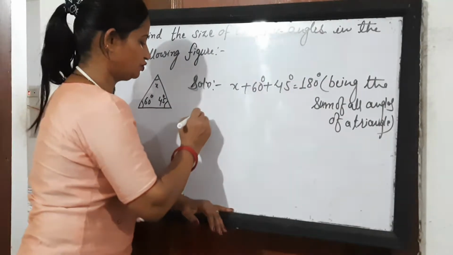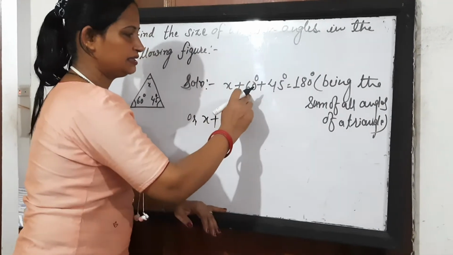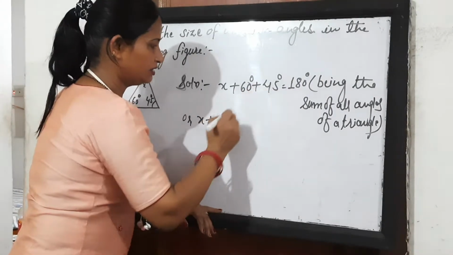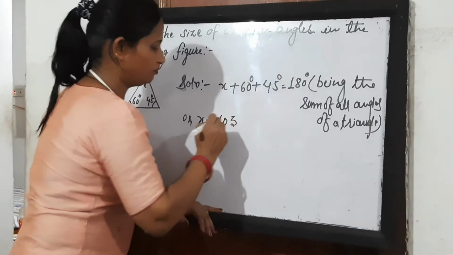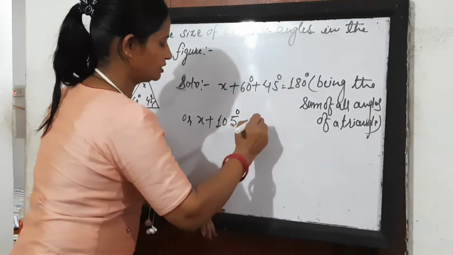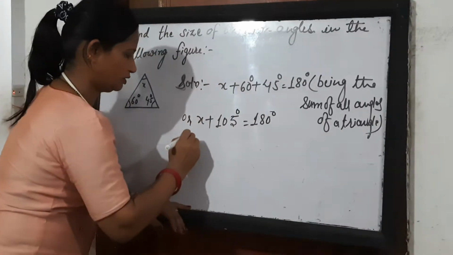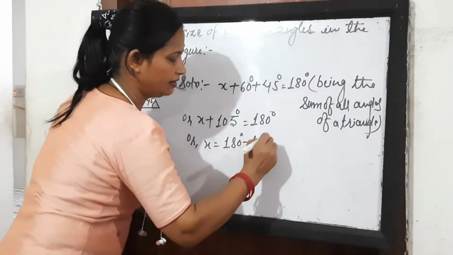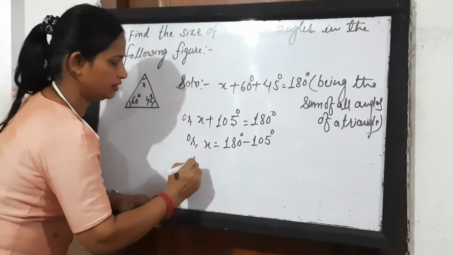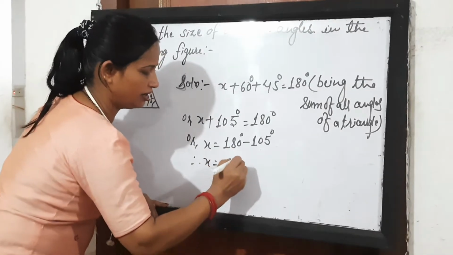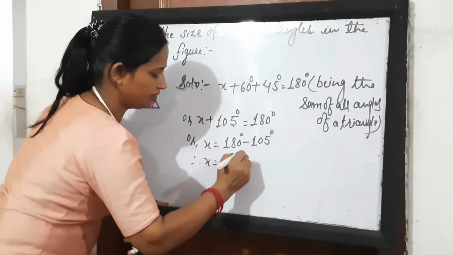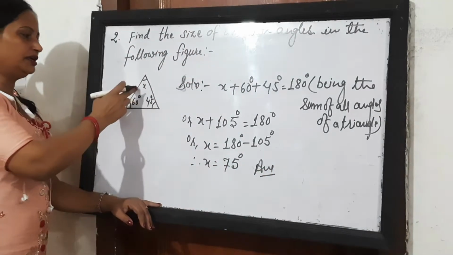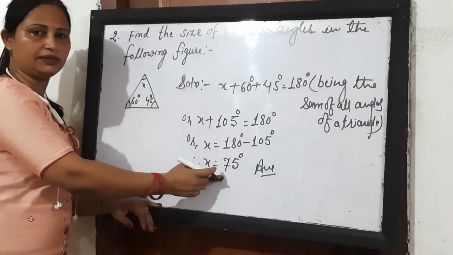Now we are going to solve it. x plus 60 and 45. What is 60 and 45? It is 105 degree. It is equal to 180 degree, or x is equal to 180 degree minus 105. Therefore x is equal to 75 degree. So what is the size of the unknown angle? 75 degree. Understood?